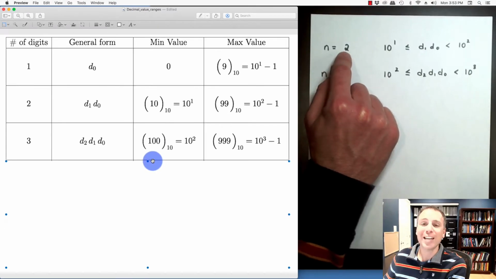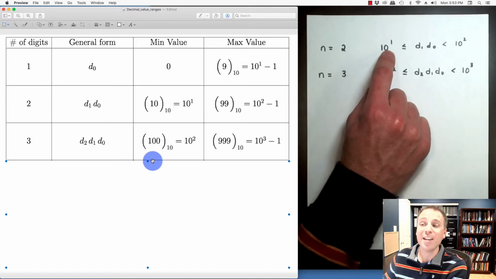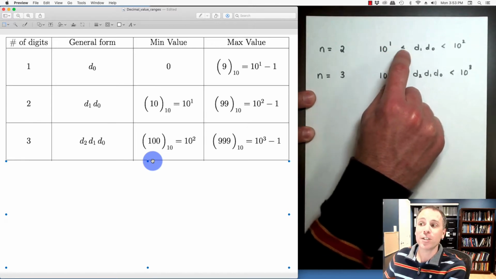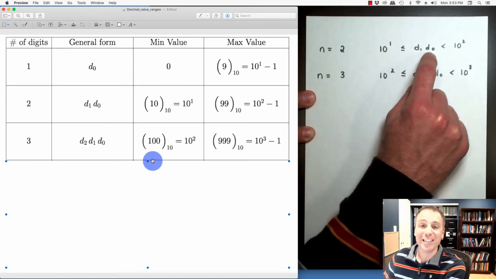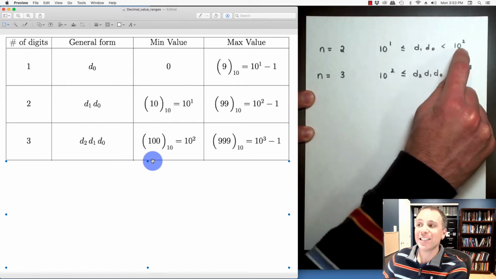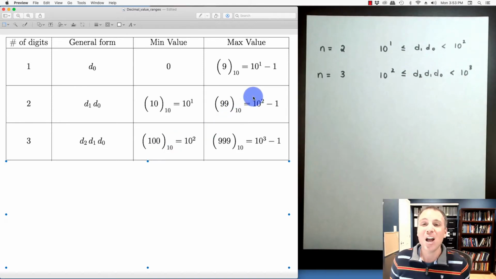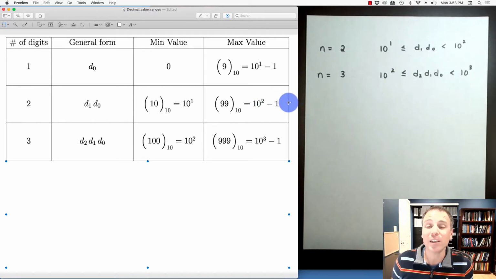When we have 2 decimal digits, the numbers expressed using 2 decimal digits range from 10 to the first, less than or equal to d1 d0, which is any number with 2 decimal digits, and that's strictly less than 10 squared. The reason we say it's strictly less than 10 squared is that the largest number that can be stored using 2 decimal digits is 99, which is exactly equal to 10 squared minus 1. Of course, 10 squared minus 1 must be strictly less than 10 squared. So indeed, that upper bound holds.